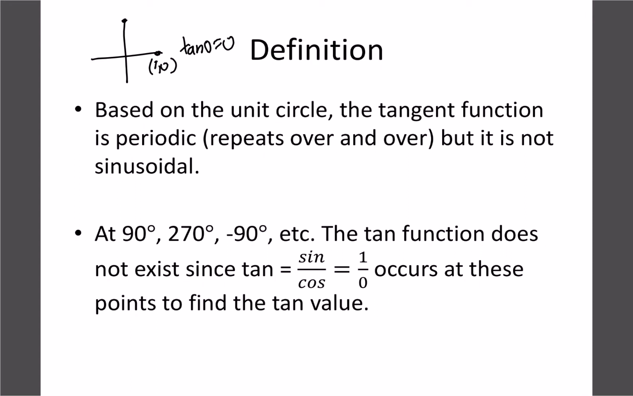If we go to the top, our coordinate is (0, 1). So in this case, we have 1 divided by 0, so the tan of 90, or pi by 2, is going to be undefined. You can't divide by 0. And if we go back to 180, it would be 0 divided by negative 1, which would be 0. And then at the bottom, we get undefined once again.